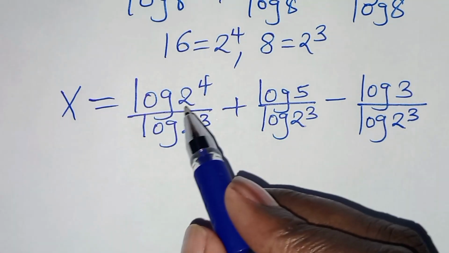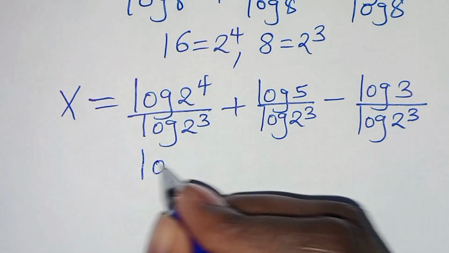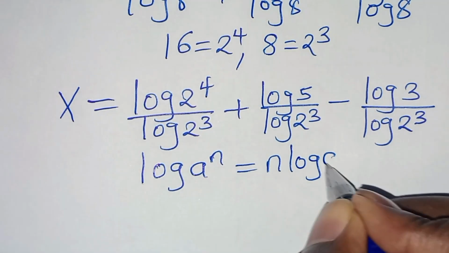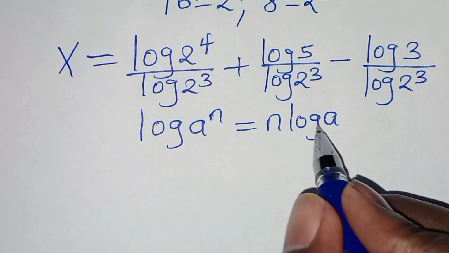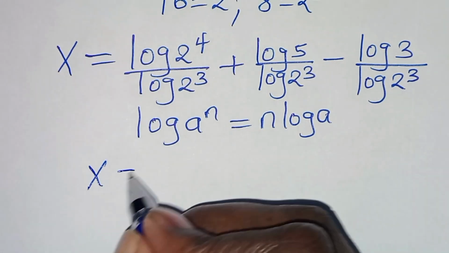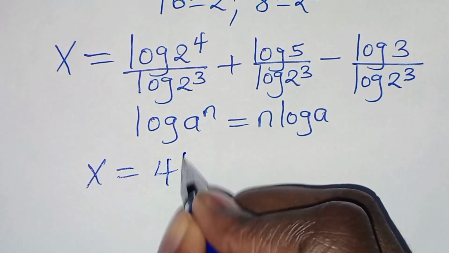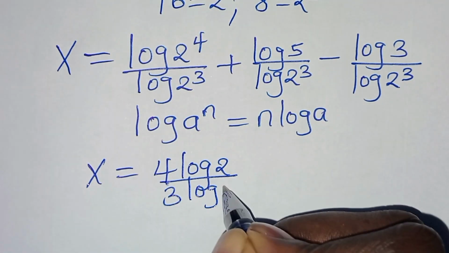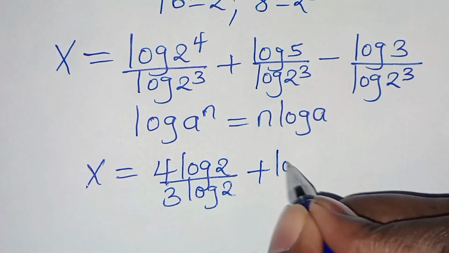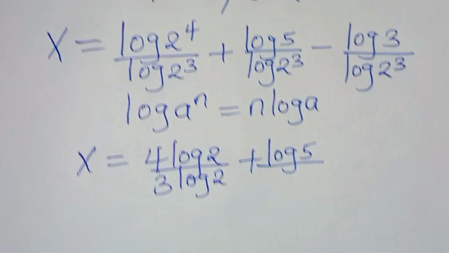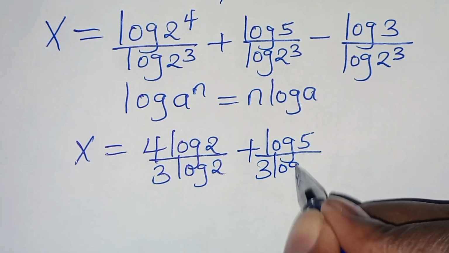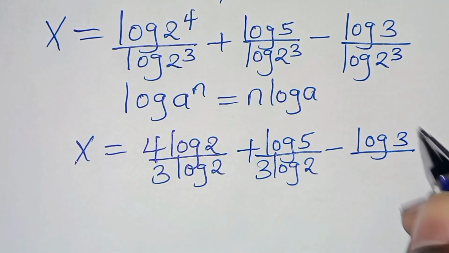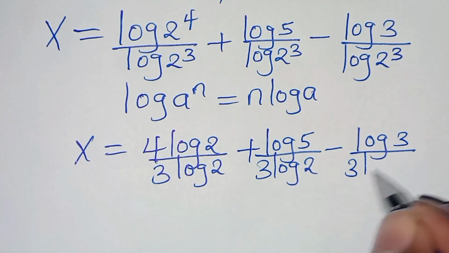The next step is to apply the power rule property of logarithm, that is log a to the power of n, this is the same thing as n log a. Applying this power rule property, then we have that x is equal to 4 log 2 divided by 3 log 2, then plus log 5 divided by 3 log 2, then subtract log 3 divided by log 2 to the power 3, which is 3 log 2.